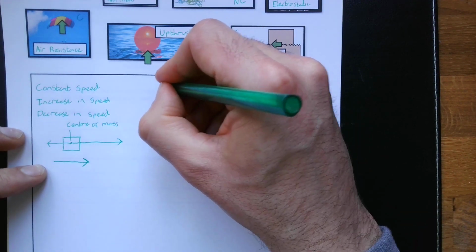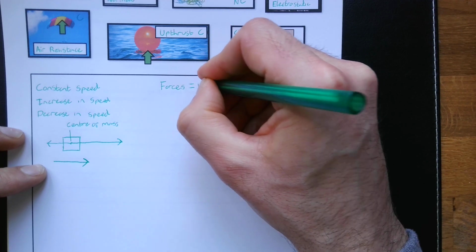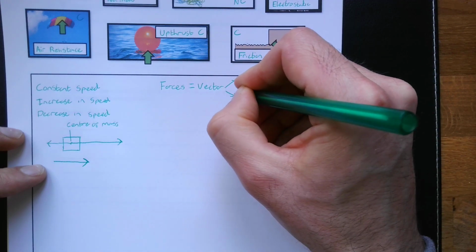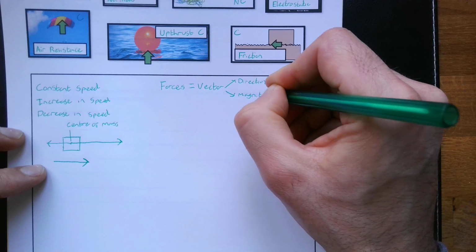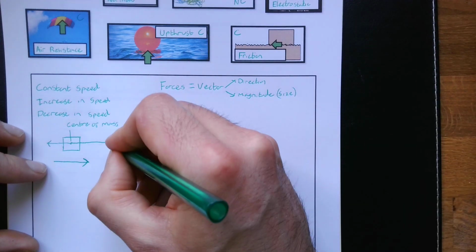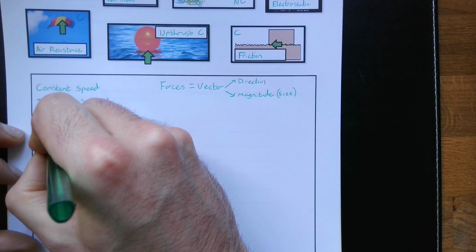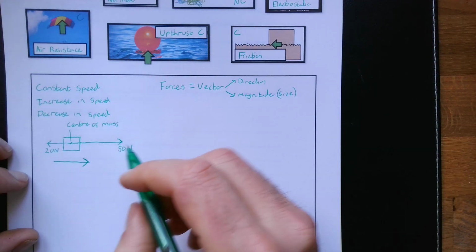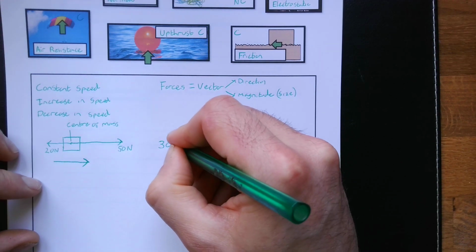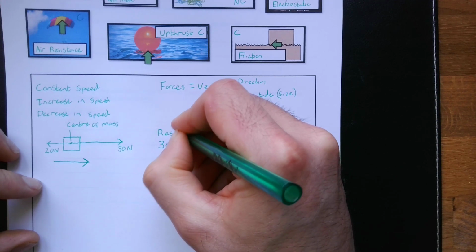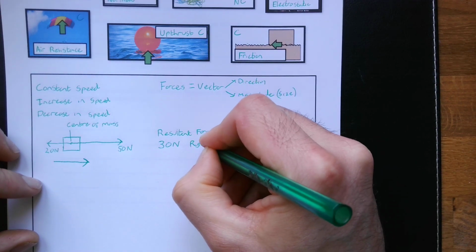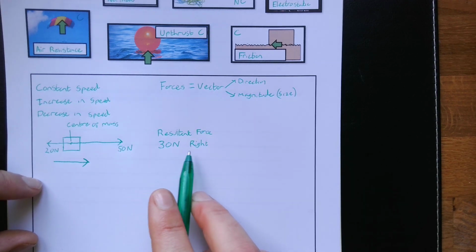Now, forces are vectors because they have a direction and they have a magnitude, which means size. So the arrow points in the direction we're talking about, and the size is represented by the length of the arrow. So we might have 50 newtons here and 20 newtons there. Now, because there's a difference of 30 newtons between the two, we say it's got a resultant force, so we can say a resultant force of 30 newtons to the right.